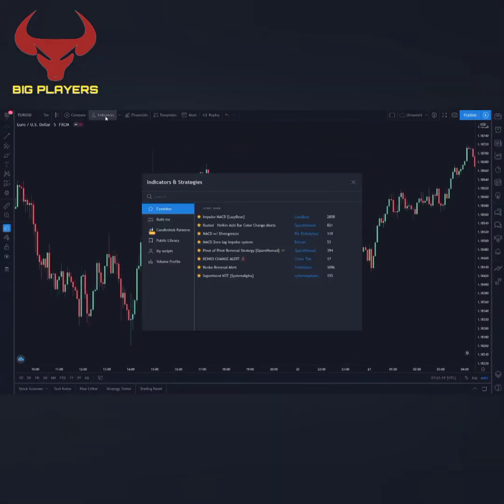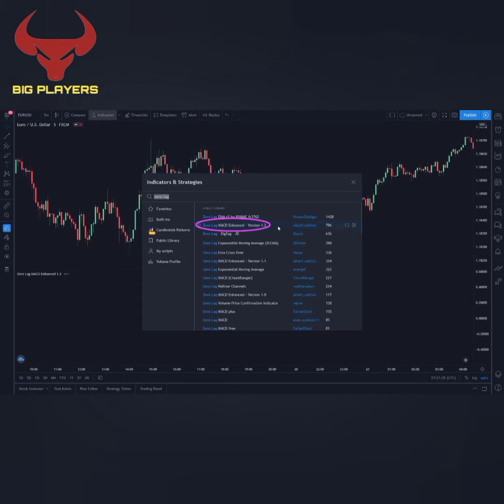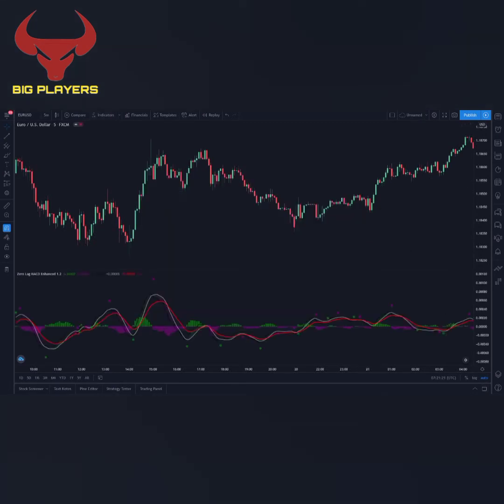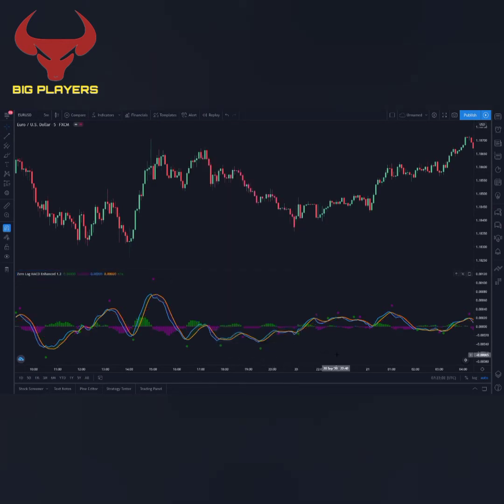So if you type zero lag MACD on TradingView, you'll get a couple of results. I prefer using this one, enhanced version 1.2. So here, you can see that it's a bit different from a classic MACD. The dark colors make it very hard to read, so I'm actually going to change the colors to make it easier to read. And I'll also disable this, EMA on MACD line, because we don't really need this in the backtest.